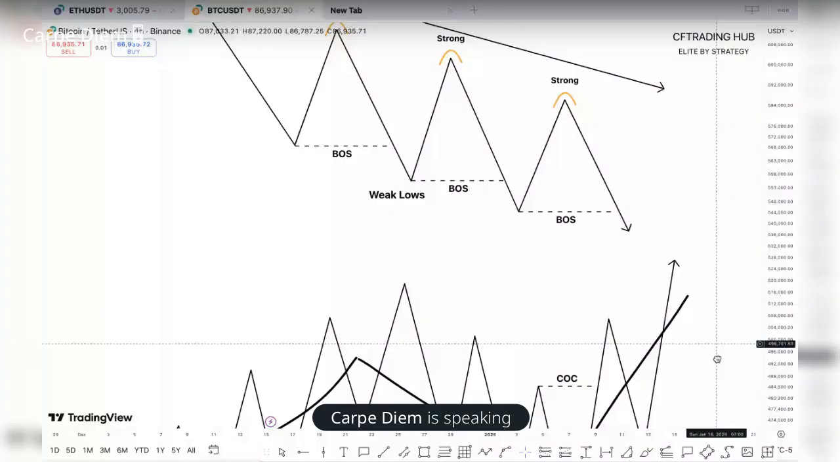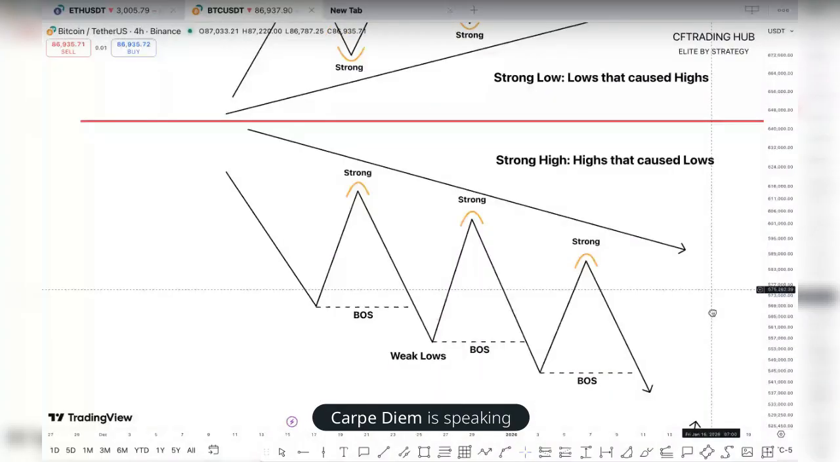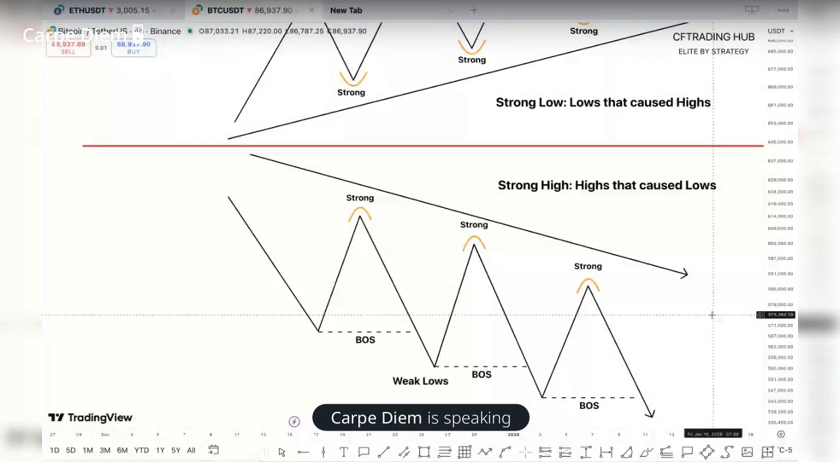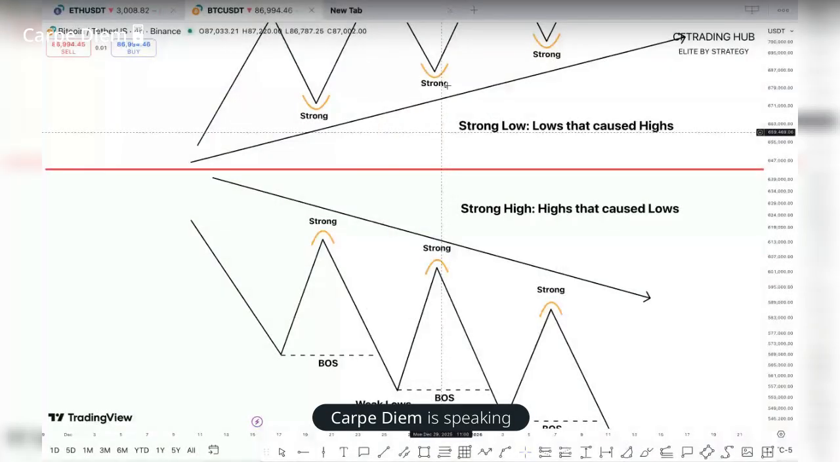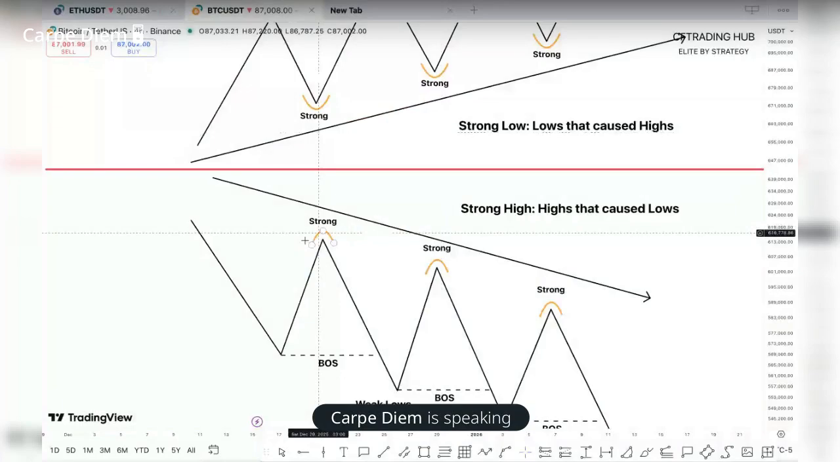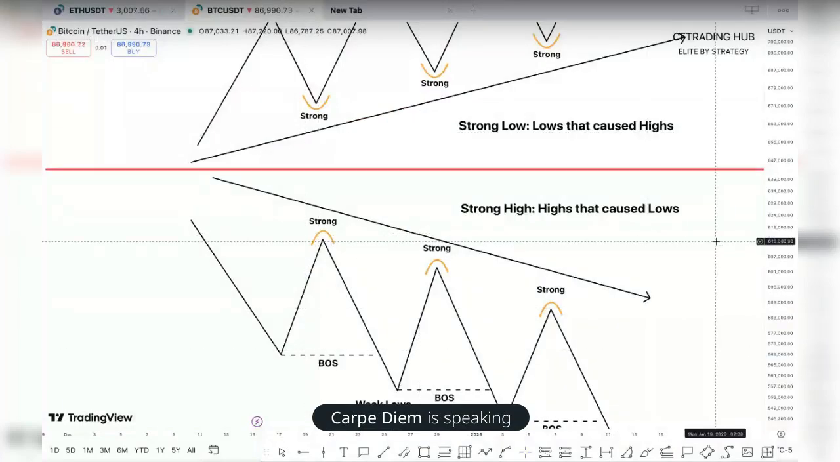Basically, a strong high is a high that causes the break of a low, and a strong low is a low that causes the break of a high. So in an uptrend, you have a series of strong lows, because a strong low would sponsor the break of the previous high. And in a downtrend, you have a series of strong highs, because the strong high will sponsor the break of a previous low. So that is it about that.